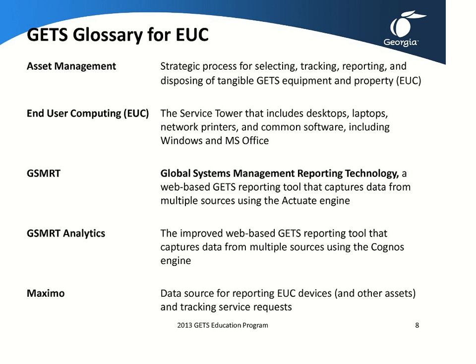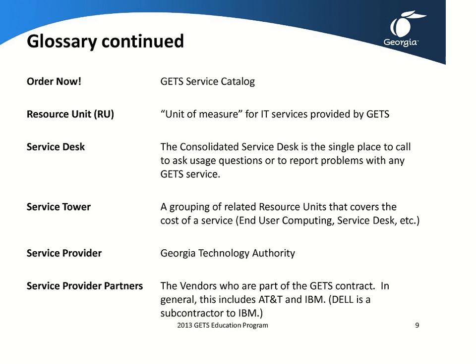GSMART is an acronym for Global Systems Management Reporting Technology. It's a web-based GETS reporting tool that captures data from multiple sources, including the Actuate engine. This is where you're going to find your GETS invoice. GSMART Analytics is the improved web-based GETS reporting tool that captures data from multiple sources using the Cognos engine. Maximo is our data source for reporting EUC devices and other assets and tracking service requests.